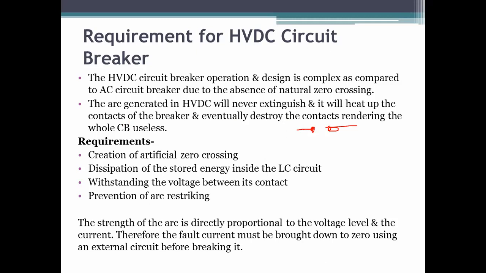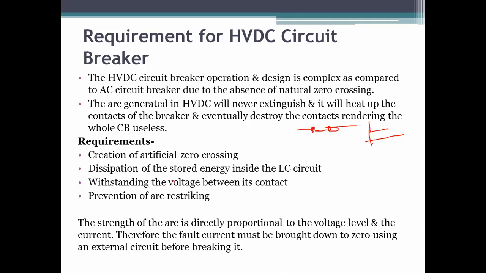So there are different requirements for this HVDC circuit breaker. First is the creation of artificial zero crossing. If the supply is continuous, and your arc remains as it is when you are separating the contacts, then there is no use of this circuit breaker, right? So what do we have to do for extinguishing that arc? We have to create the artificial zero crossing.